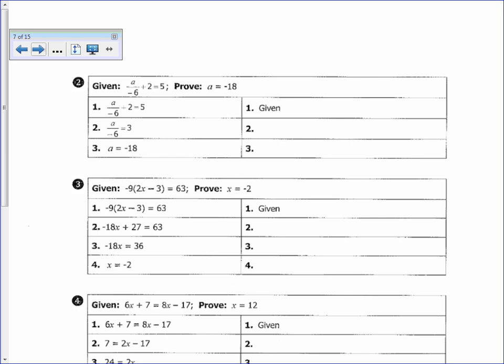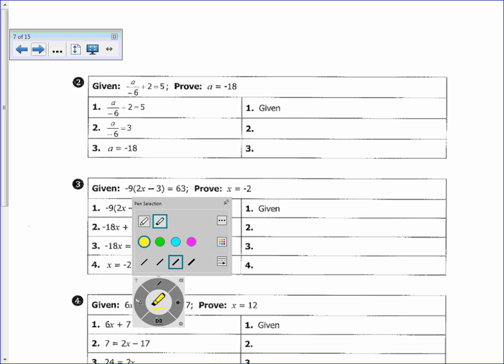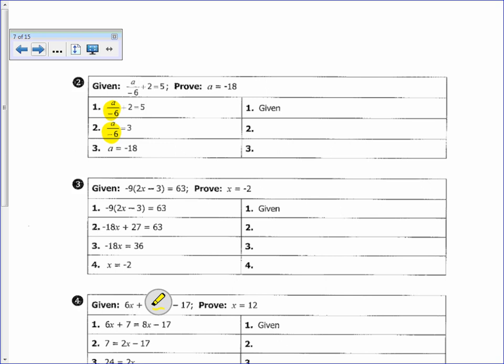So let's look at number 2. I have a divided by -6 plus 2 equals 5. That's what's given. They give me that. They want me to prove that a equals -18. So, like I said before, if you can't highlight, circle what stays the same. Highlight what stays the same. And look at what changed. So I went from +2 on the left-hand side equals 5 to equals 3.